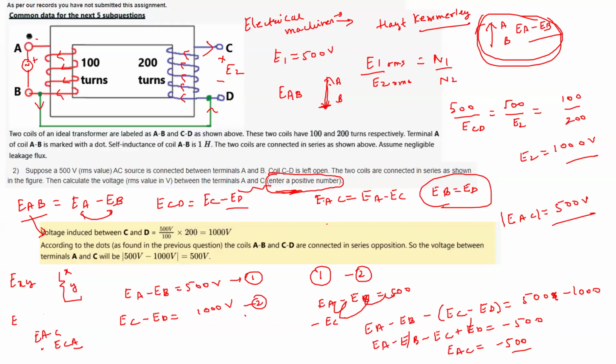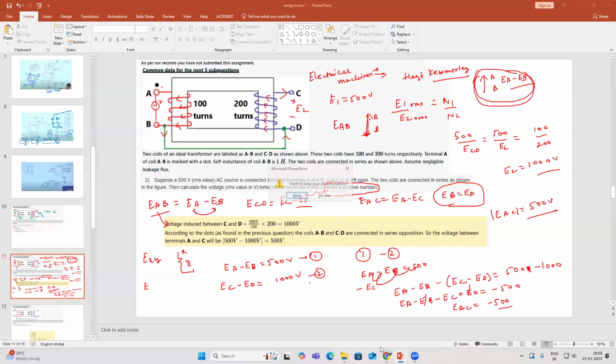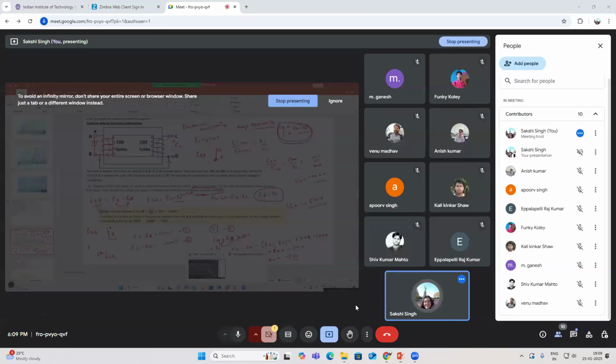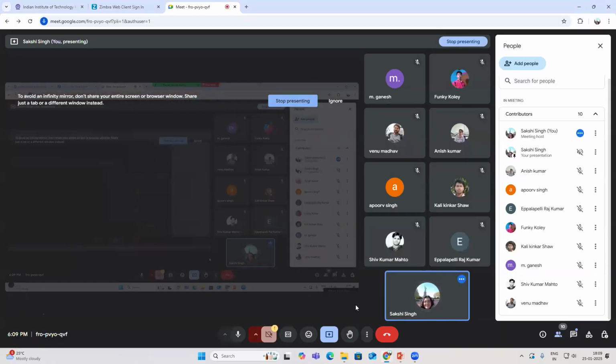Now coming back to this, is there any doubt? Please speak up. This is basically a doubt clearing session only. If you get your doubts cleared, then you can solve the questions, right? So I am just then going ahead.